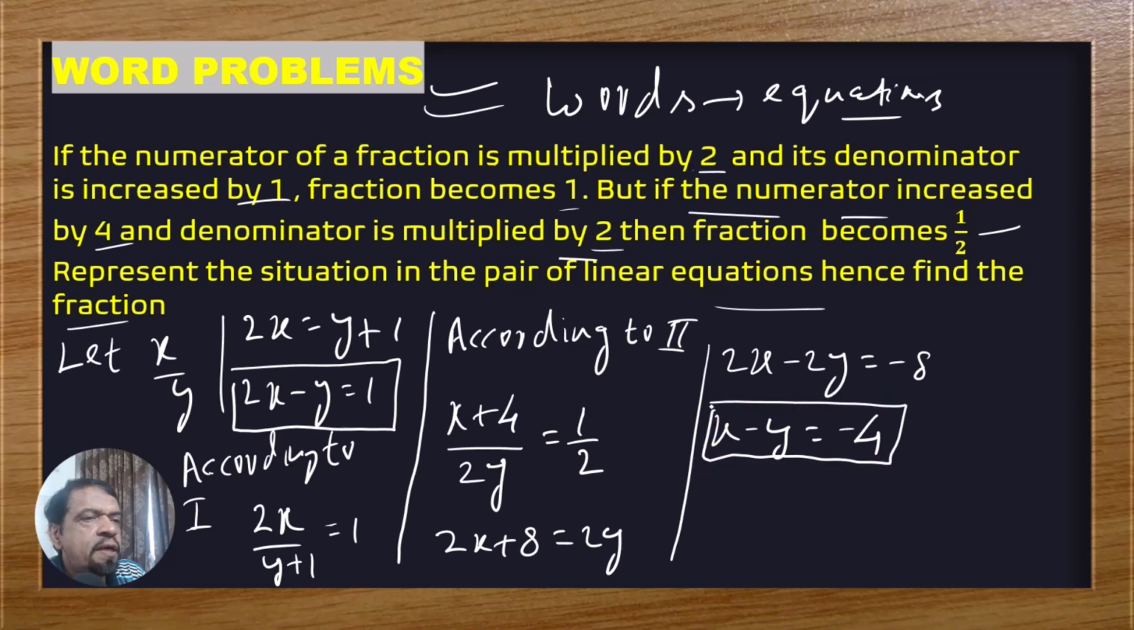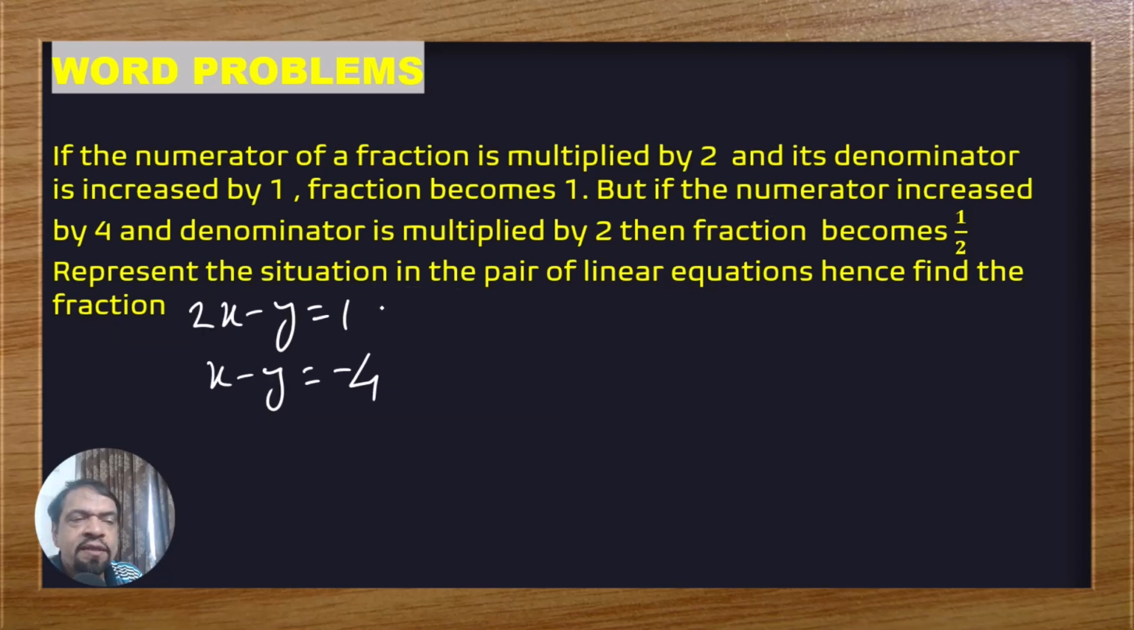So our first part of the answer, the first part was to represent this situation as a pair of linear equations. This is our pair. This is number 1 and this is number 2. So we represent this situation, these words, into equations. Now we have to find that fraction. So let us solve on another board. Now let us solve for x and y.